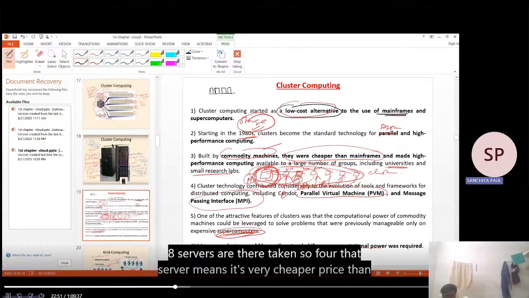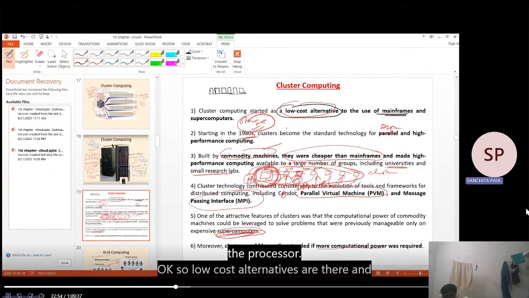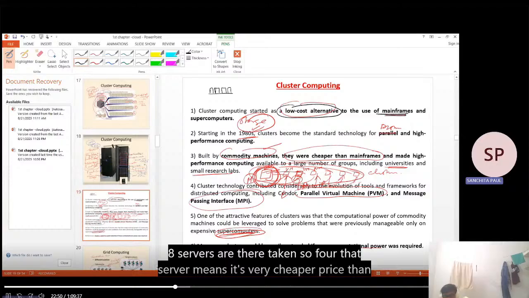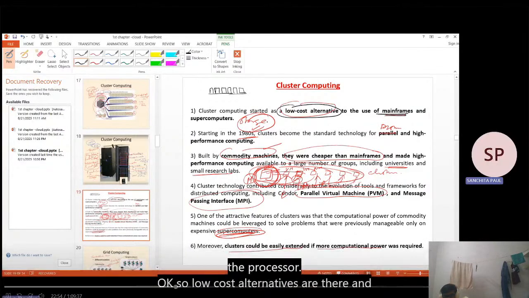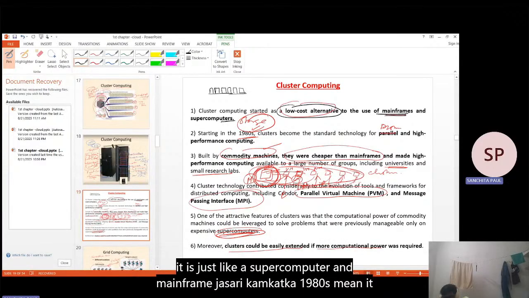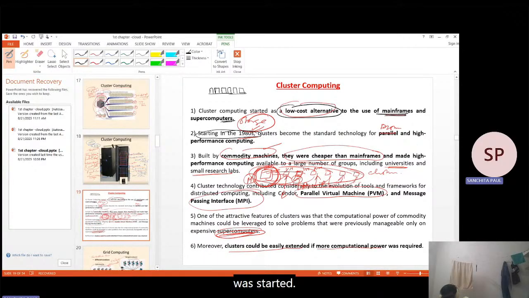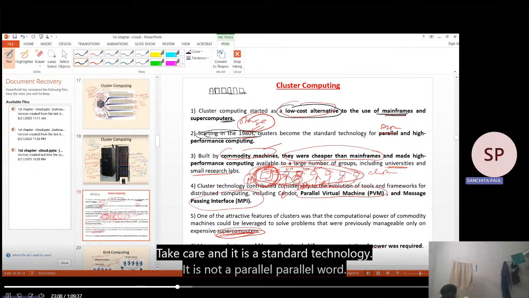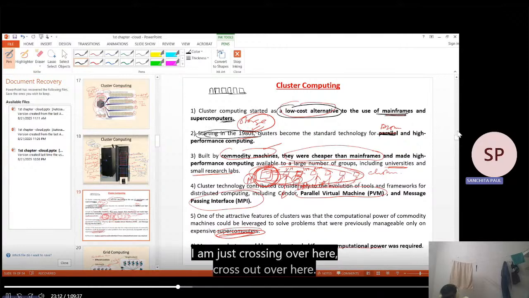The cluster server means it's very cheaper price than the processor. Okay, so low cost alternatives are there, and it is just like a supercomputer and mainframe जैसा ही काम करता है. 1980s में it was started. ठीक है, and it is a standard technology. It is not a parallel word.